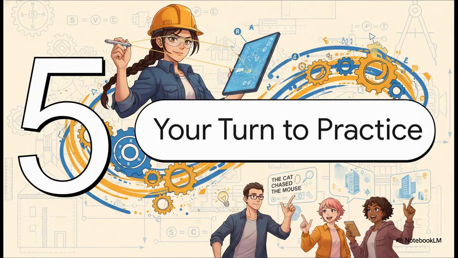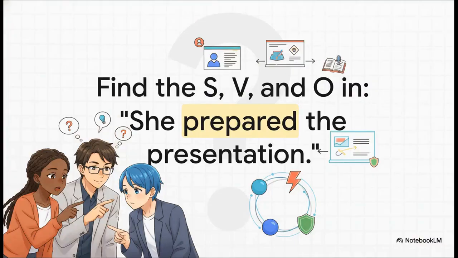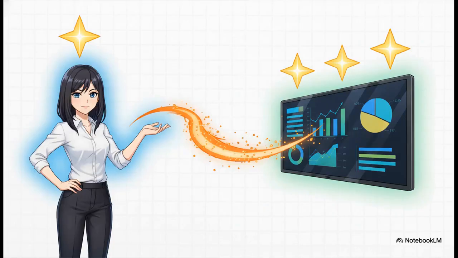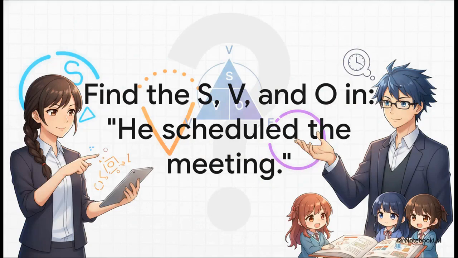All right, now that you have the blueprint, it's time for you to be the architect. Let's put this new knowledge to the test right now with a couple of quick practice rounds. You ready? Okay, here's the first one. In the sentence, she prepared the presentation. Can you spot the subject, the verb, and the object? Go ahead, take a second to think about it. So, how'd you do? The subject, our doer, is she. The verb, the action word, is prepared. And what did she prepare? The object, of course, is the presentation. Fantastic. You're totally getting the hang of this.